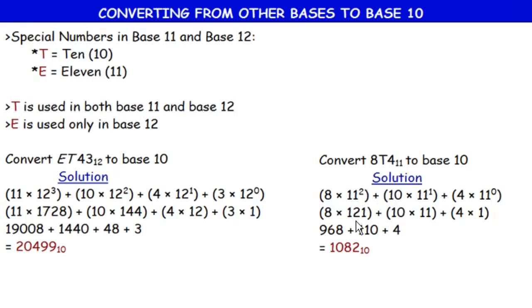11 to the power 2 is 121, 11 to the power 1 is 11, and 11 to the power 0 is 1. The next thing is to multiply each bracket. 8 times 121 is 968, 10 times 11 is 110, 4 times 1 is 4. So 968 plus 110 plus 4 gives us a total of 1082. This means that 8T4 base 11 is equivalent to 1082 base 10. That is how to convert from other bases to base 10.